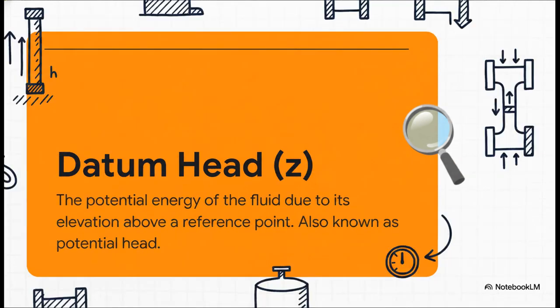Simple as that. And the last piece is the datum head, which is Z. This is all about the fluid's potential energy because of its height. I mean, water at the top of a waterfall has a lot more potential energy than the water at the bottom, right? So you see, Bernoulli's equation is this beautiful balancing act between pressure, velocity, and height. If one goes up, another has to come down to keep that total constant.